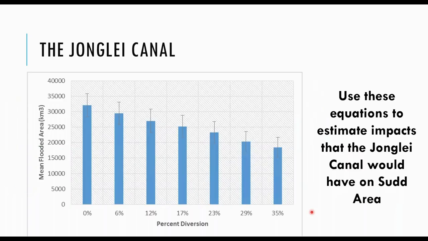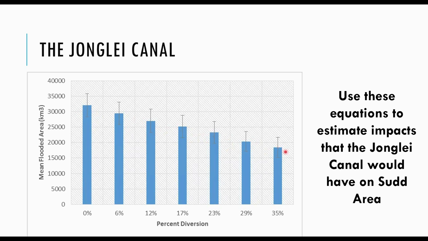And here's the result that we came up with. When you apply the equations on the previous slide to a Zhongli-type design, here's what happens to the mean flooded area of the Sudd, going from 30,000 square kilometers with no Zhongli canal all the way down to something like 18,000 if you divert up to 35% of the water. So depending on the design of Zhongli, this is what we would end up seeing.